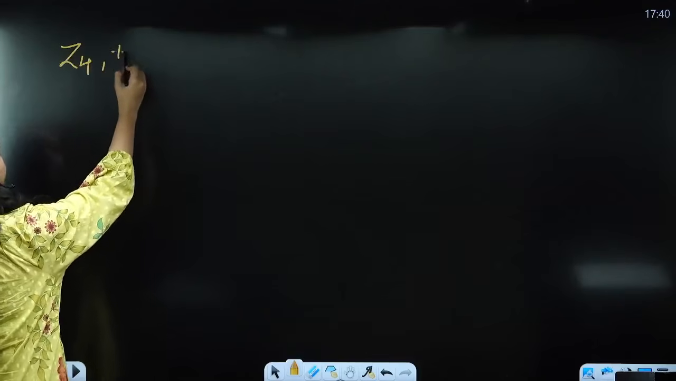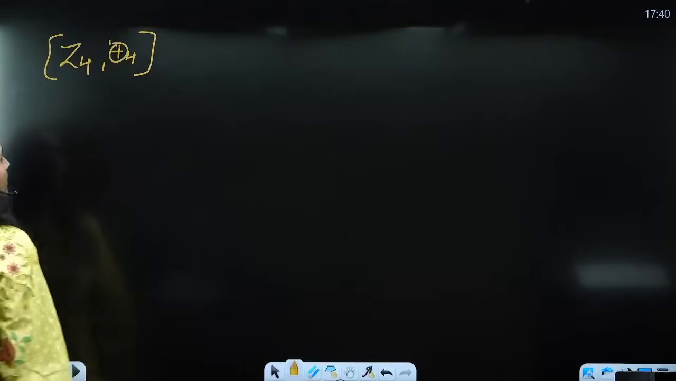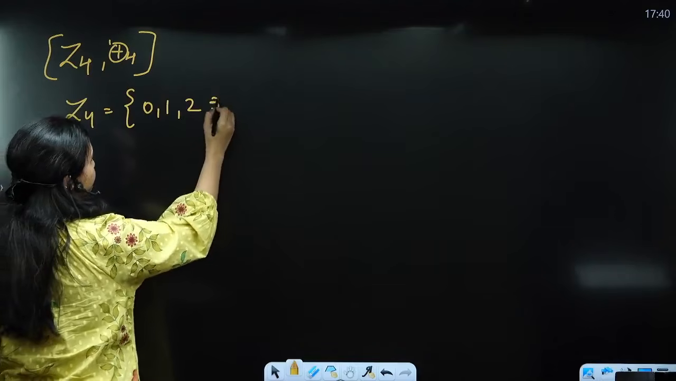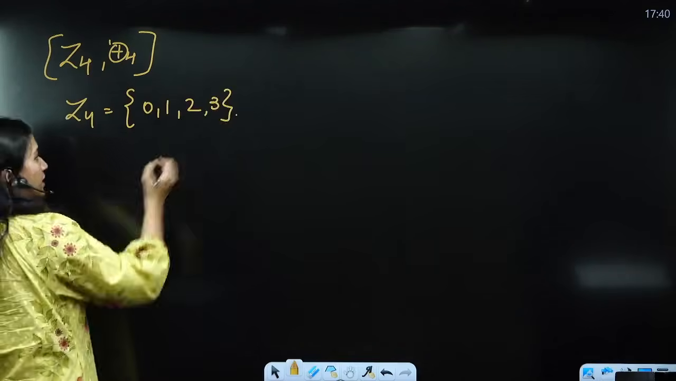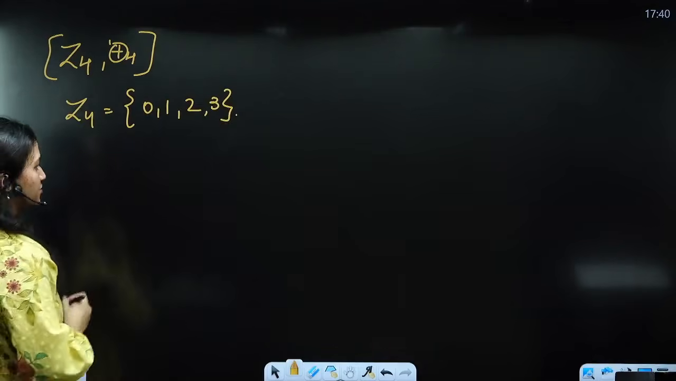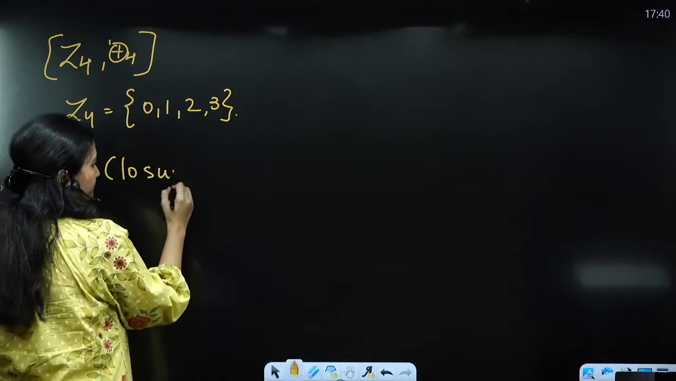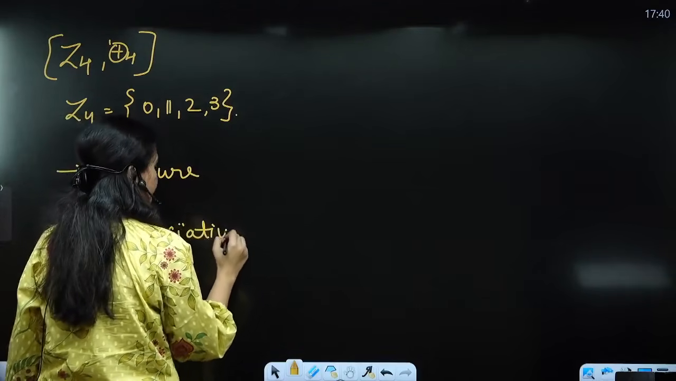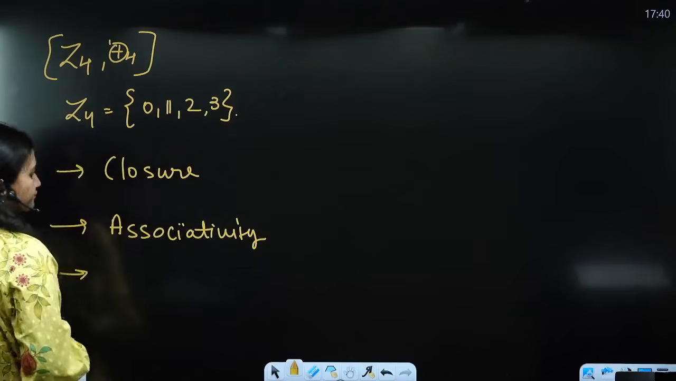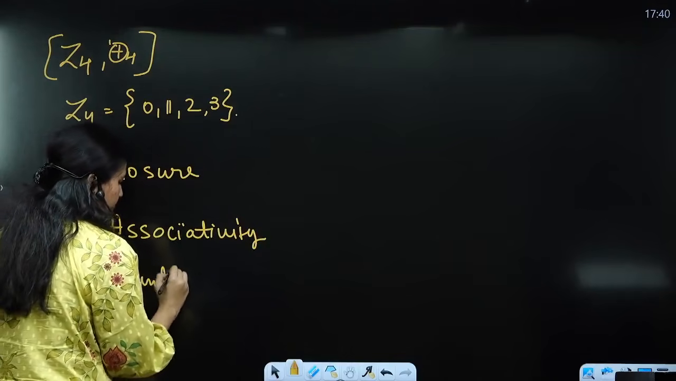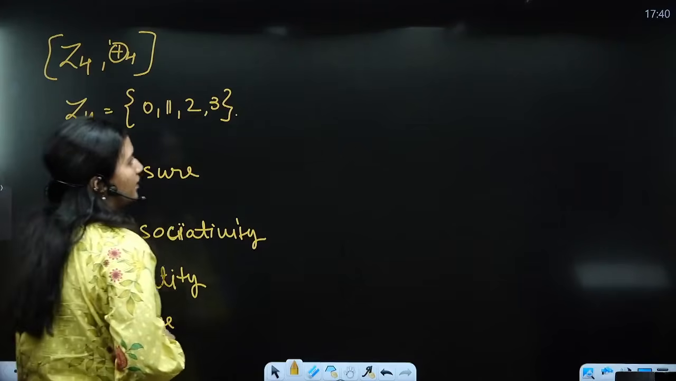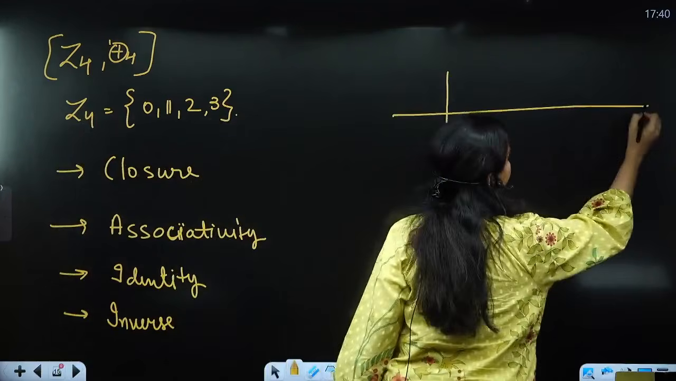Now, let's take an example. Let's say Z4 addition modulo 4. What are the elements going to be like? 0, 1, 2, 3, right? Now, if you want to check that this algebraic structure is forming a group, we need to check for closure, we need to check for associativity, and we need to check for identity element, and then we need to check for inverse, right? Now, we do that by the help of composition table. Okay?